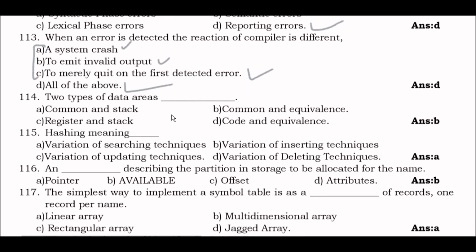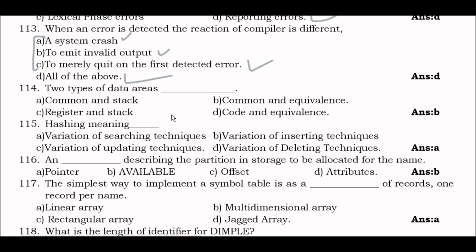Next question. Two types of data areas are common and equivalence respectively. So the right answer is option B. Next question. Hashing means a variation of searching techniques. So the right answer here is option A.